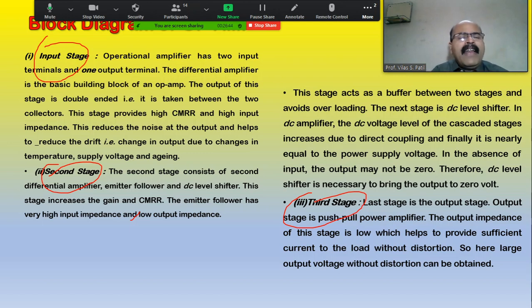That is, the operational amplifier has two input terminals, one non-inverting and the other inverting, and one output terminal. That is the differential amplifier. The basic building block is the OpAmp. Basic building block कोण आहे मित्रांनो? OpAmp आहे. The input stage has double-ended input, double-ended output, and it takes two collectors. It provides high CMRR, that is common mode rejection ratio, and high input impedance.